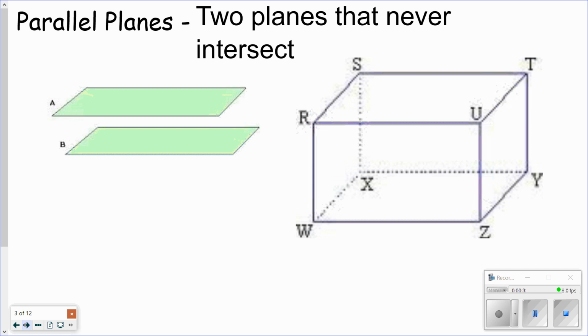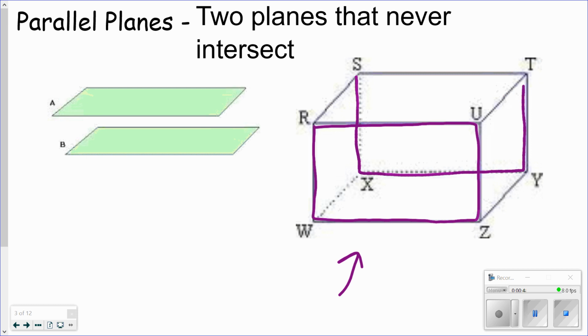Parallel planes are two planes that will never intersect, and so here are some examples. If we look at this cube here, we see that this plane and its opposite plane, which would be this one here, would be parallel. So if you were to extend those, the planes would never ever cross.